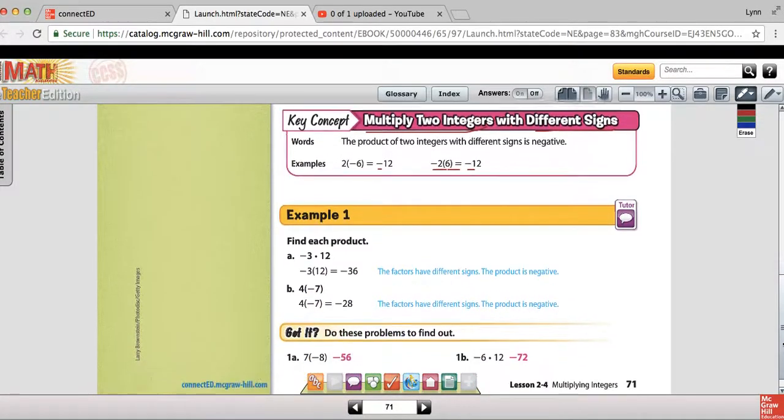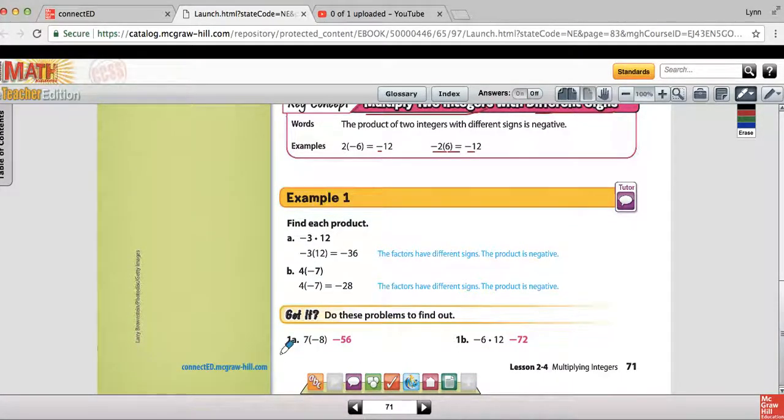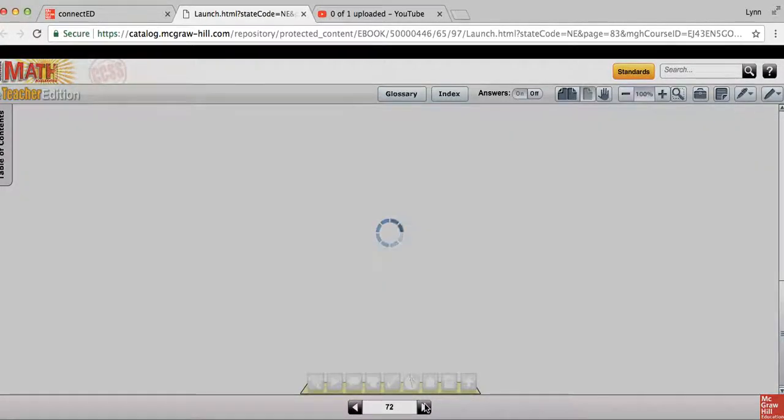So at the bottom of page 71, we have a positive number and a negative number. Our answer is going to be a negative 56. And a negative number and a positive number, our answer is going to be a negative 72. When the signs are different, the answer is negative.